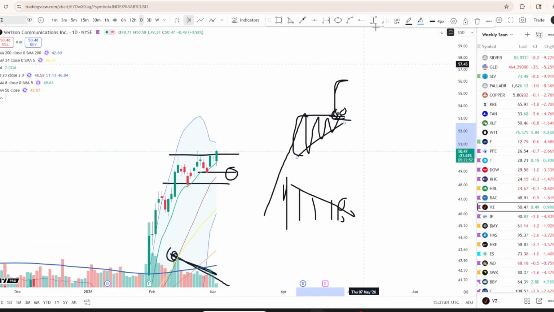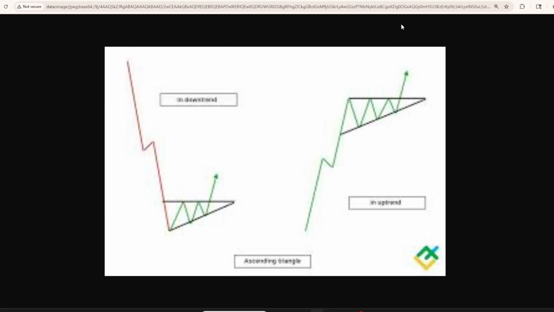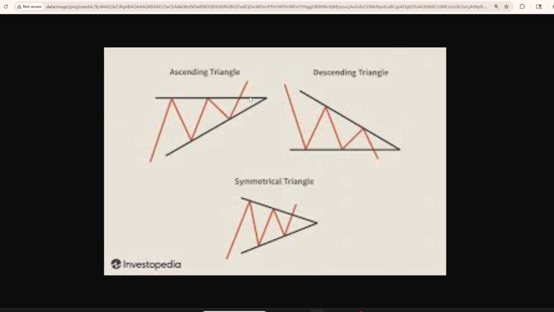But this is an ascending triangle. You see the example here, ascending triangle. Here's an ascending triangle as well, as opposed to a descending or a symmetrical triangle.